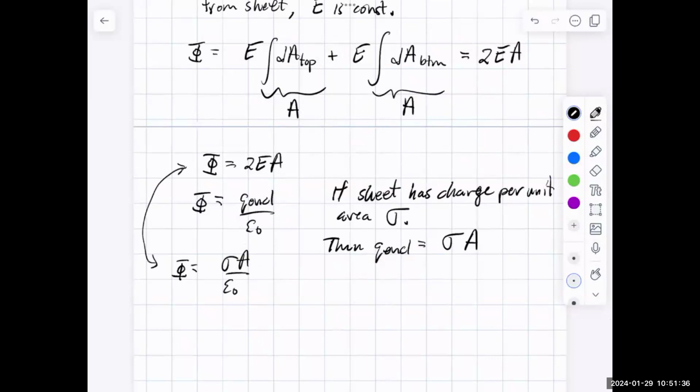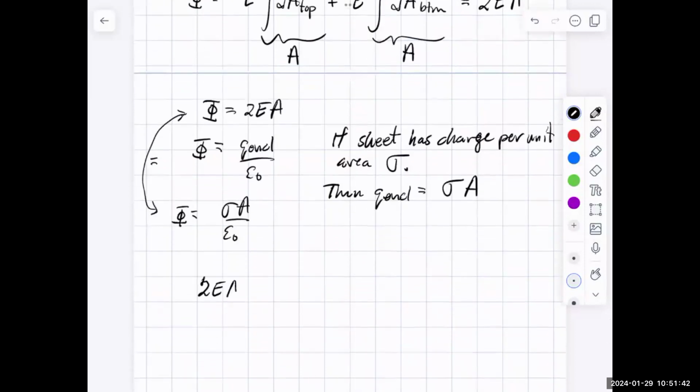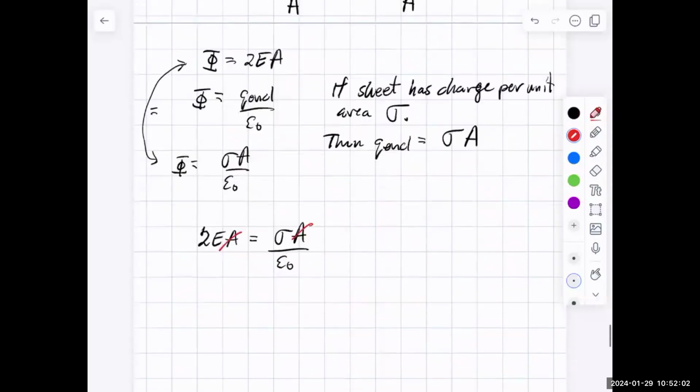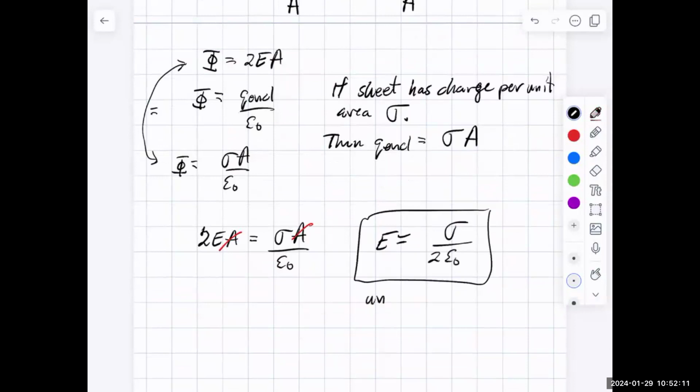And these two must be equal. That requires that 2E times A is equal to sigma A over epsilon naught. And a beautiful thing happens. The factor of the area cancels. And it must cancel, because I could have chosen a completely different surface that had a different top area and bottom area. It wouldn't matter because that A is going to cancel. And so E is equal to sigma over 2 epsilon naught. And this is the electric field due to a uniformly charged sheet.